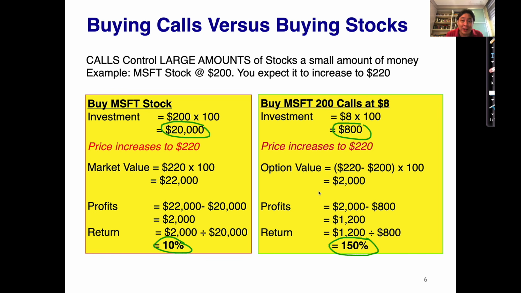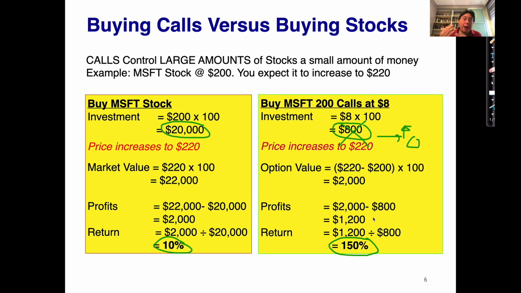There's always a catch. And the catch is when you buy options, there's an expiry date. So for example, if your options expire in 30 days, then the stock price has to go up within that 30 days. If it doesn't, what happens? Your options will become worthless and you can lose 100% of the premium. In other words, you could lose this entire $800. You could lose everything if it expires worthless.